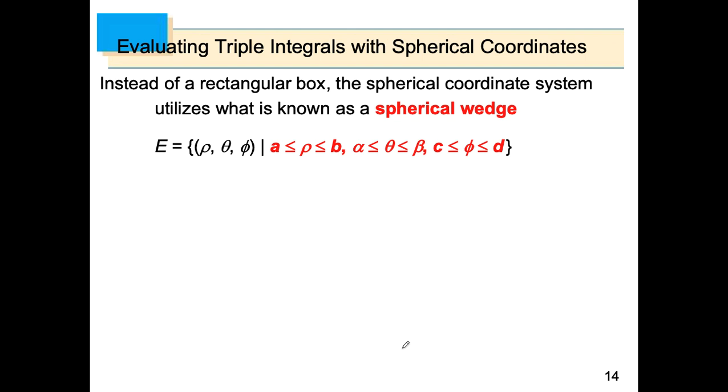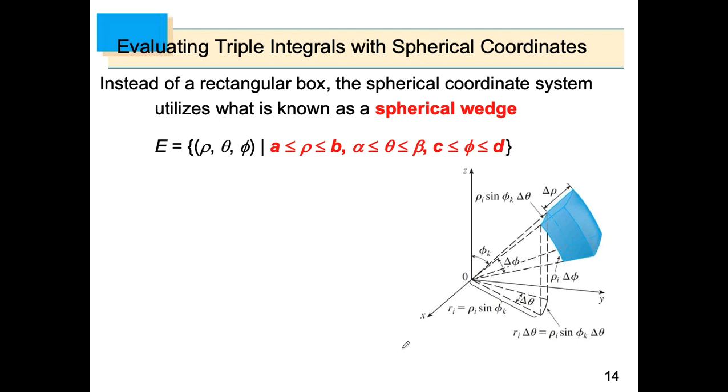And essentially, a spherical wedge is going to have these limits here. It's the equivalent to the Riemann sum of a rectangular box in a rectangular coordinate system. It's known as a spherical wedge, and this is basically what it looks like. Imagine you're cutting off a piece of the sphere to get this. If this looks really complicated, it's not something you're going to be dealing with much, but it is a good thing to look at.